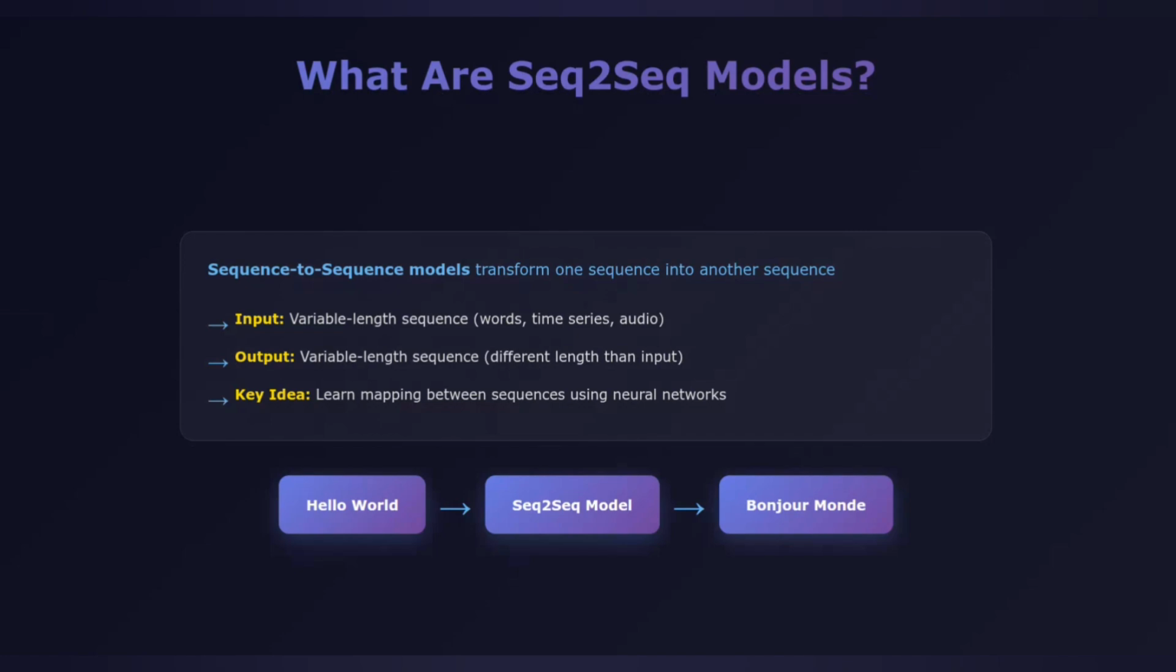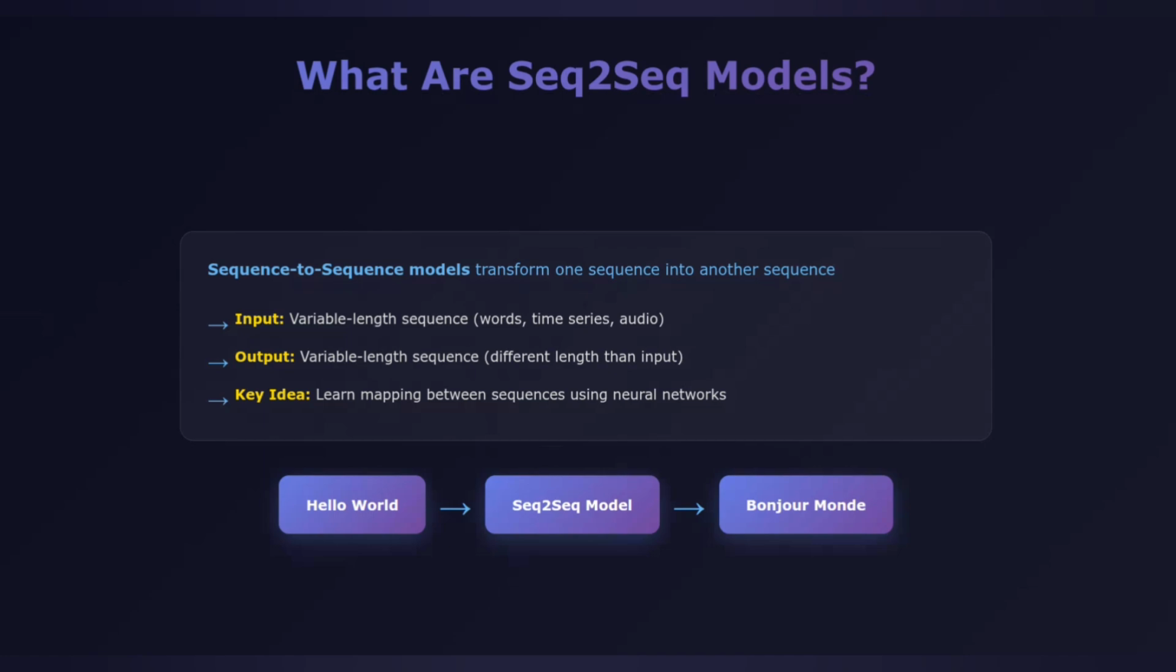So, let's get started. All right, first things first. What exactly are sequence-to-sequence models, or Seq2Seq for short? Imagine you have a sentence in English, like hello world, and you want to translate it to French. Bonjour monde. Both are sequences of words, but notice something interesting. The input and output can have completely different lengths. That's the key characteristic of Seq2Seq models. These models take a variable length input sequence and transform it into a variable length output sequence. The input could be words, time series data, even audio waveforms. The output, also a sequence, but potentially a completely different length.